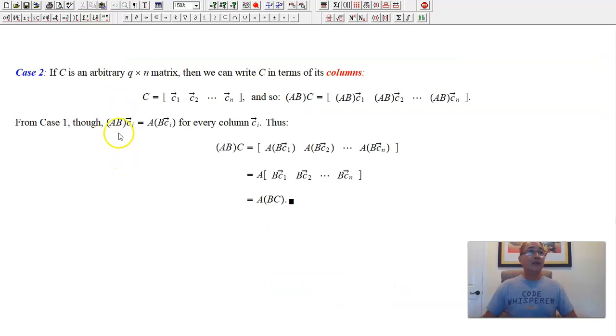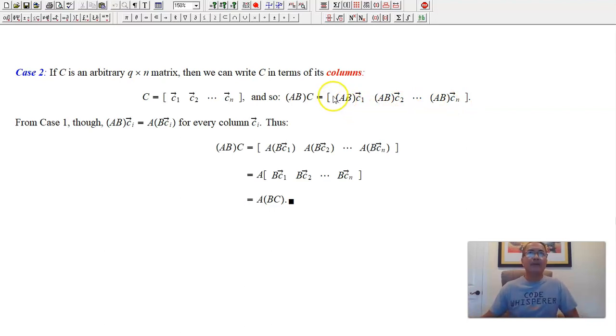So now let's generalize. Suppose that C now has as many columns as you want it to have. It's a Q by N matrix. So C will have N columns. Let's call them column 1, column 2, column N. So of course, each of these columns has Q entries. Okay? So now, if you multiply C by A times B, multiplied together as a single matrix, it will be the same as multiplying each column of C by A times B multiplied together.